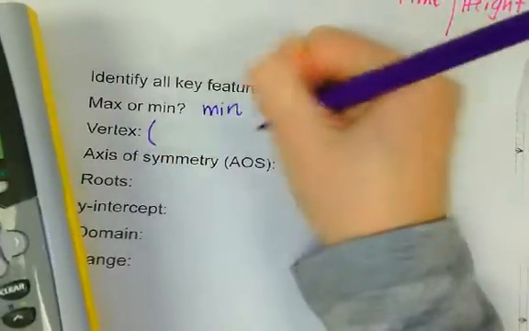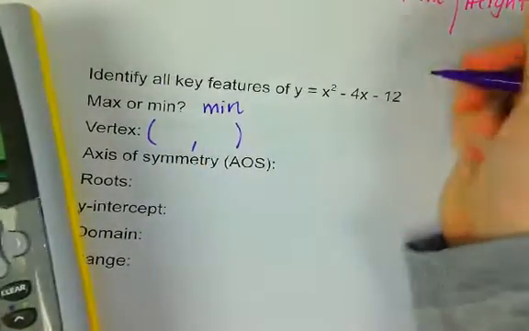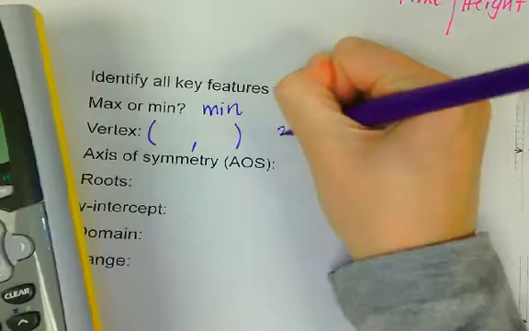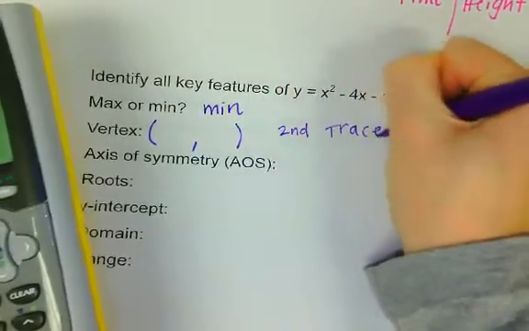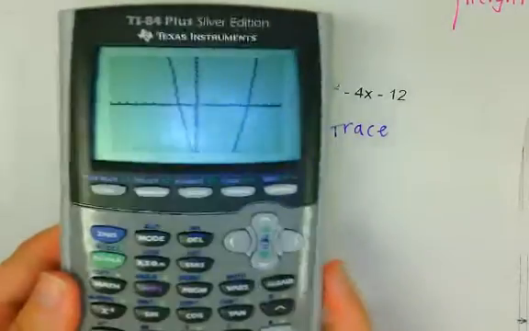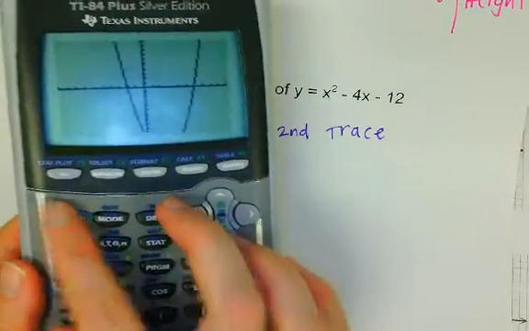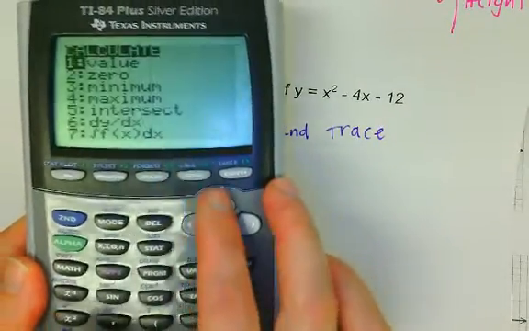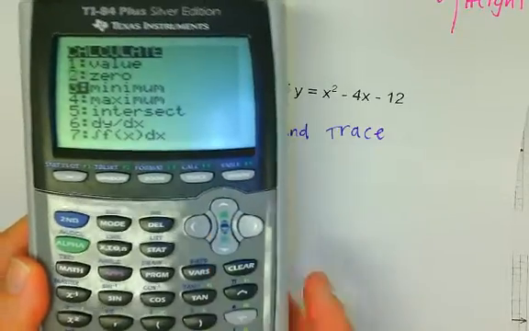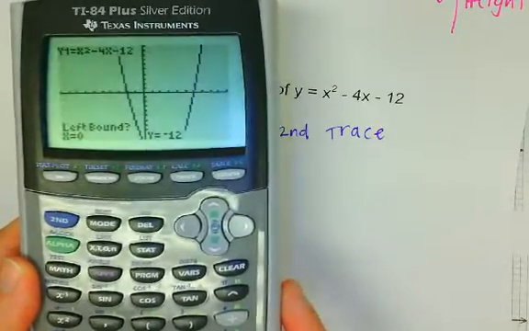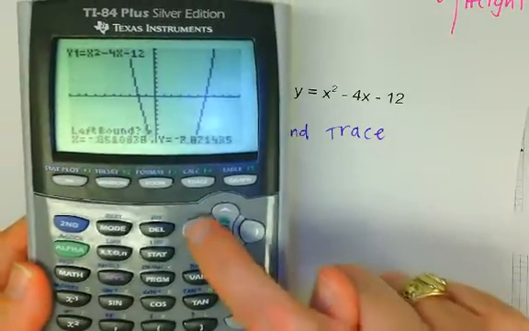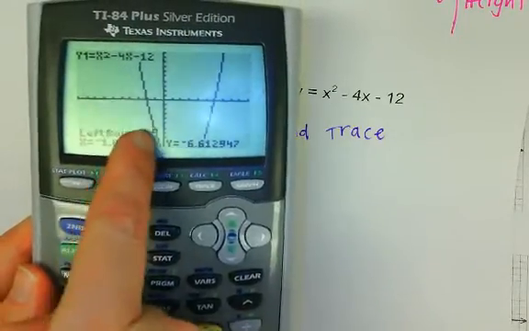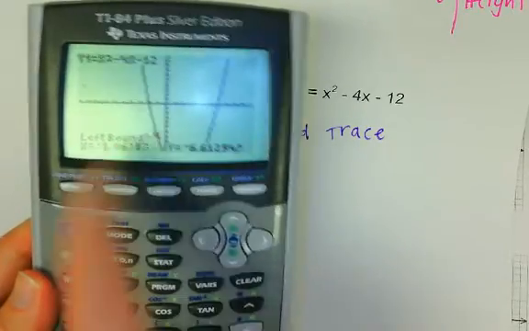And then to find the vertex, remember we want an entire ordered pair. So this is where we're going to do second and trace. So on your calculator, the blue button, trace, and I'm going to go to minimum. And then when it says left bound, press the left arrow a few times until you can see your cursor. Press enter.